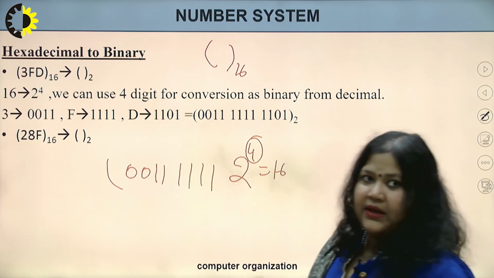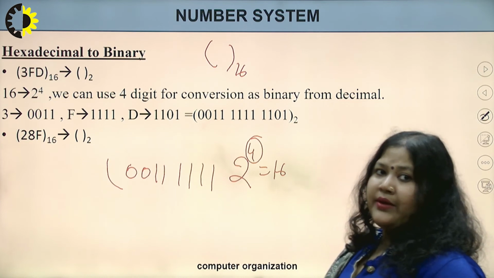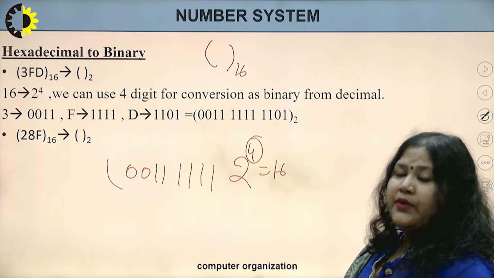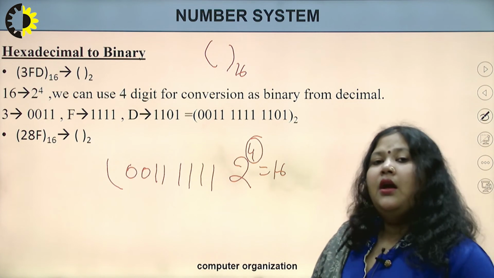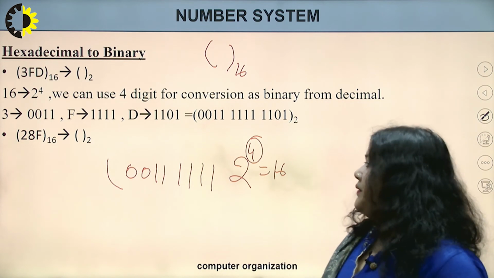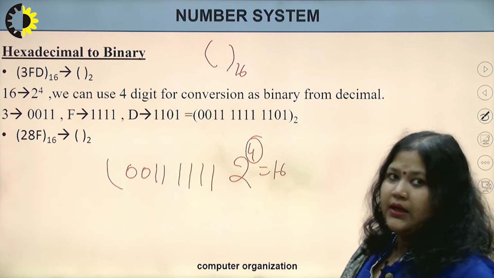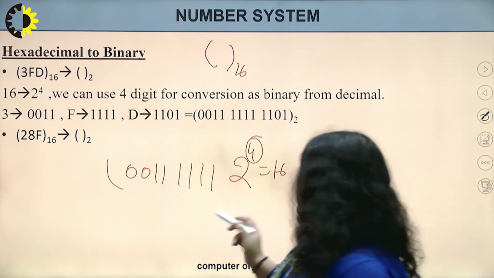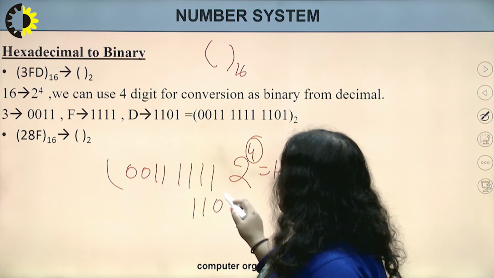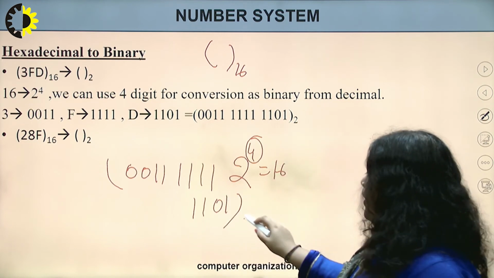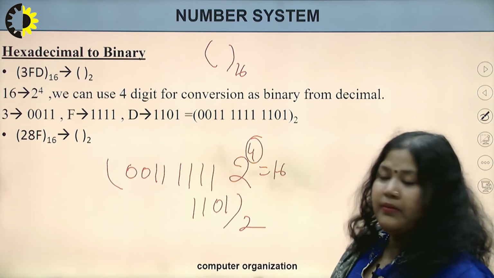So it is 15 because we calculate 8, 4, 2, 1: 8 plus 4 is 12, plus 2 is 14, and 1 is 15. So it is 1, 1, 1, 1. And D is 13, because 12 is C, so 13 is D, so it is 1, 1, 0, 1. So this is the answer of base 16 to base 2.